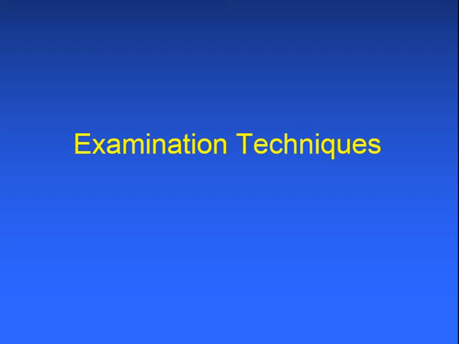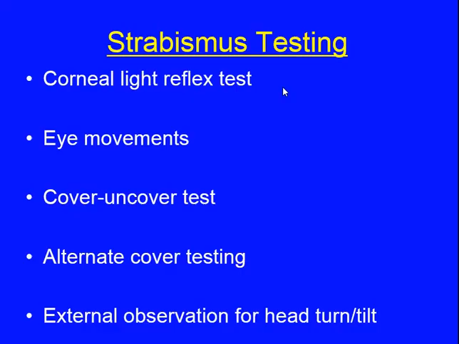Okay, so in this section we're going to discuss how we would examine a patient where we suspect that there's diplopia with a strabismus. And here are the topics that we're going to cover, and we're going to start by discussing assessments of the corneal light reflex.